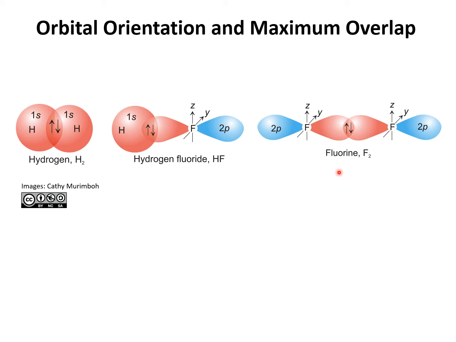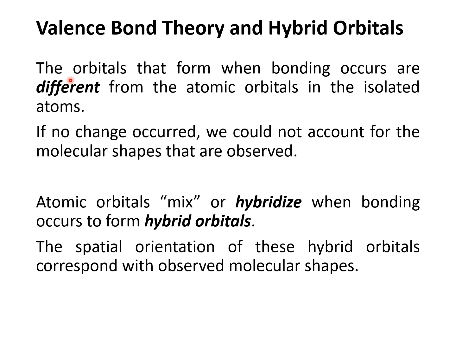Finally, we have the example of fluorine, F2, which is formed by the overlap of 2 atomic p orbitals on each fluorine atom. And again, the orbitals are aligned so that the phases are the same, in this case, the 2 red phases. The greater the extent of overlap, the stronger the bond that is formed.